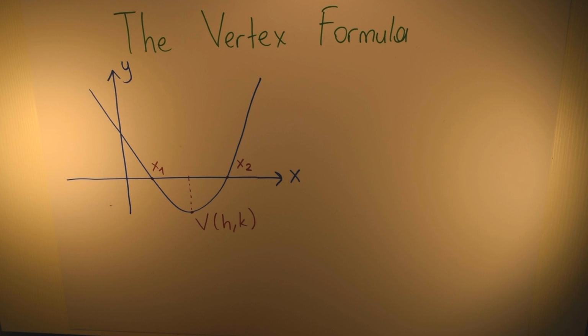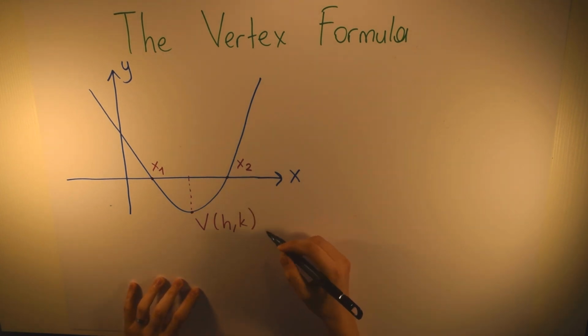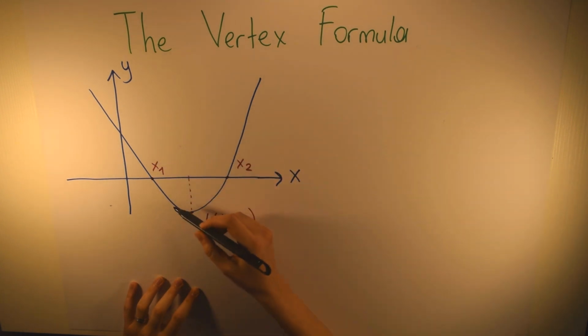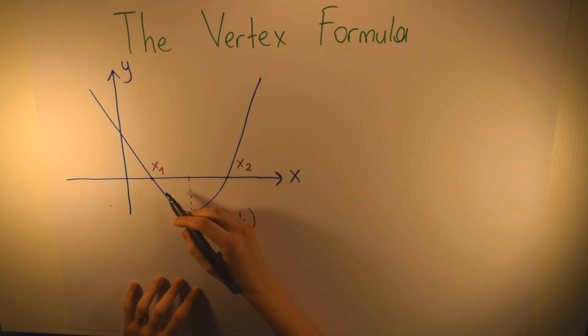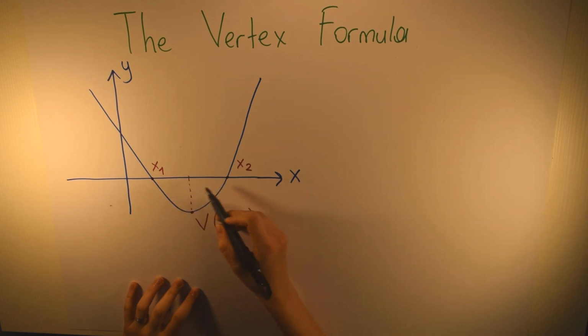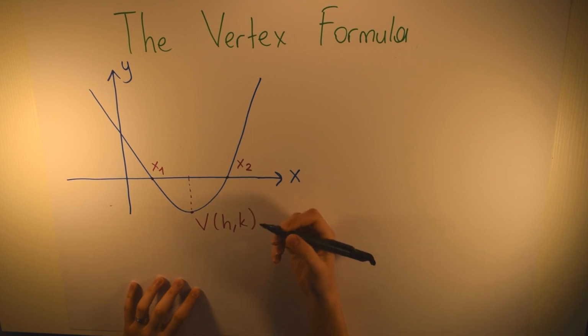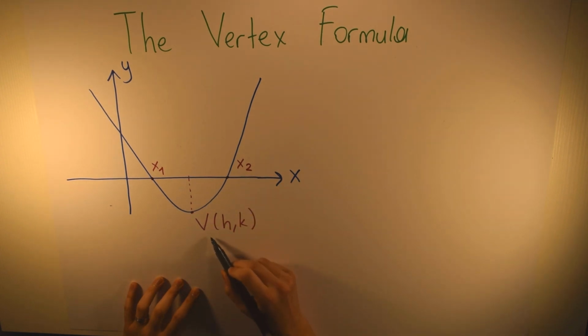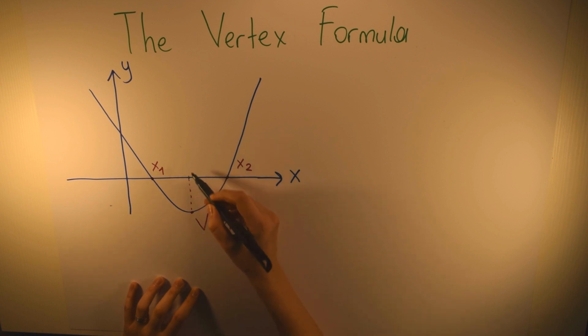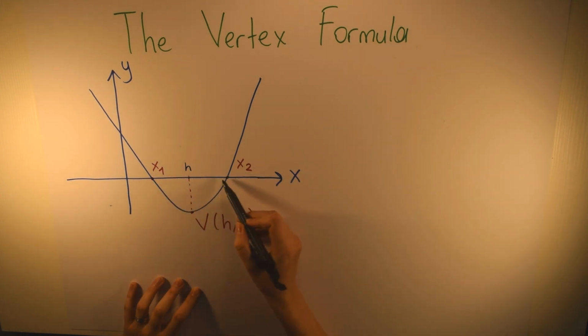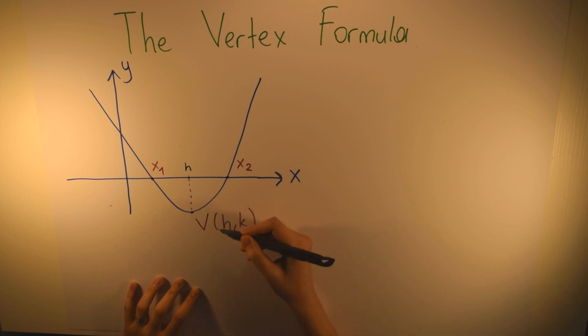Let's continue with the vertex formula. You will need this formula a lot in this topic. Here, as you can see, this parabola intersects this line at 2 points, x1 and x2. These x1 and x2 are the roots of our quadratic equation, okay? Here we have our vertex point, h and k. This h is the middle of these 2 roots, okay? And when you put h in the equation, you will get the value of k.